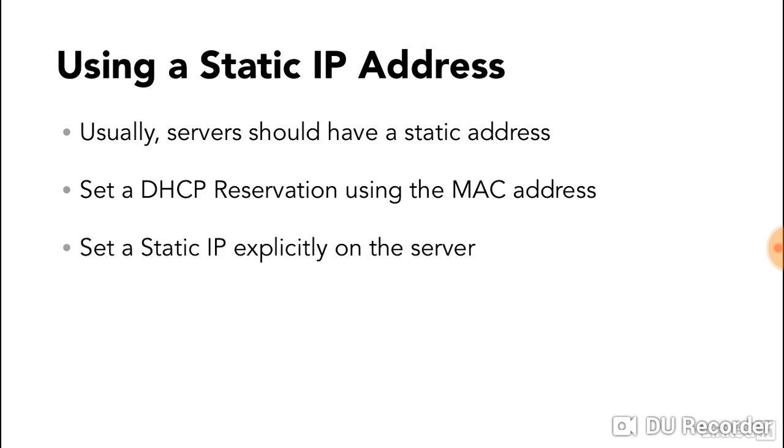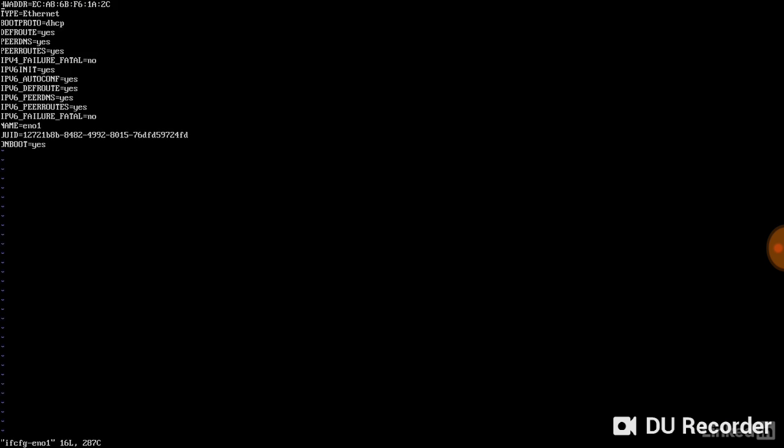The other way is to set it up manually in the network configuration script. Let's take a look at that. I'll open up the network configuration file again with vi ifcfg-en01. And I'll make a few changes to it. I'll go into insert mode by pressing I, and I'll change BOOTPROTO from dhcp to static. I'll make sure that ONBOOT is set to yes. Then I'll add a few lines.